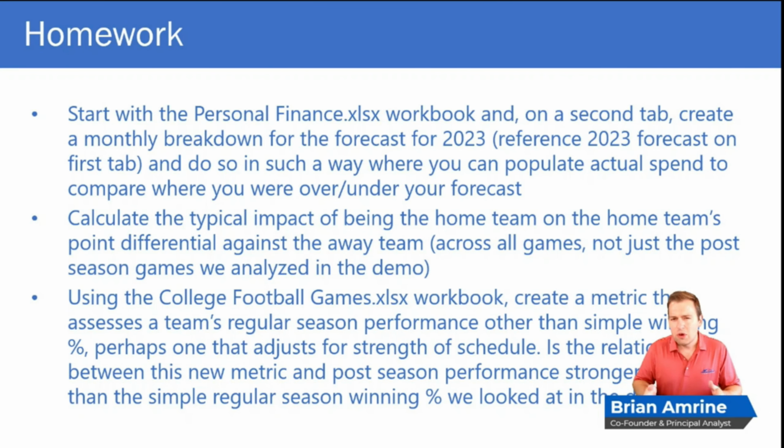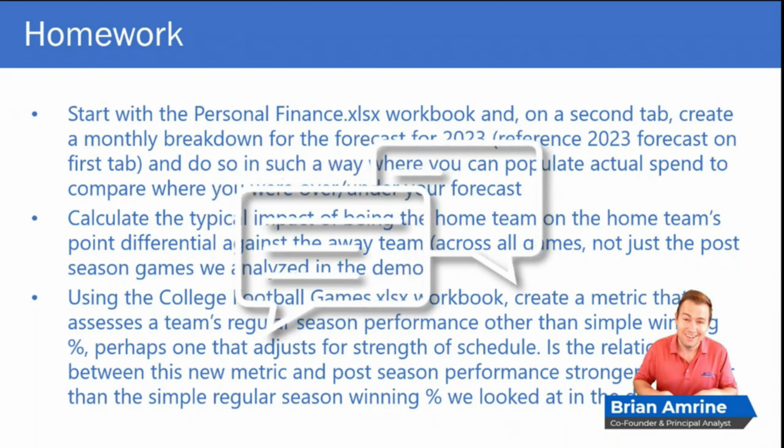In the college football use case, we saw that the constant represented the impact of being the home team on the home team's point differential against the away team, but that was just for the postseason games. What I'd like for you to do is calculate that impact of being the home team on the home team's point differential for all games, not just the postseason games. Try to do that and let us know how it goes in the comment section.